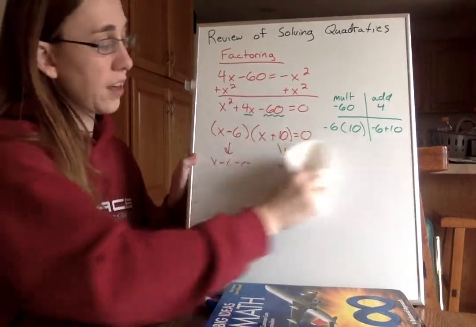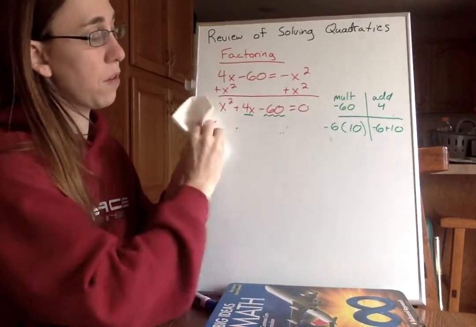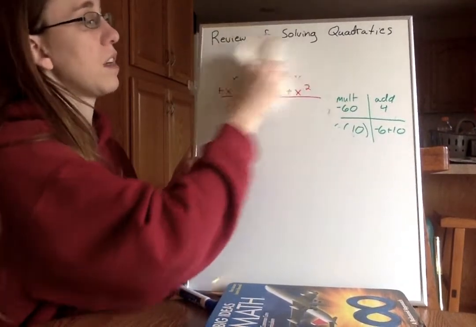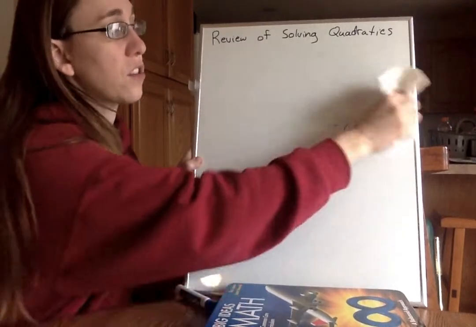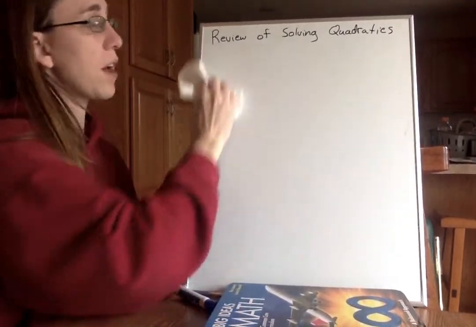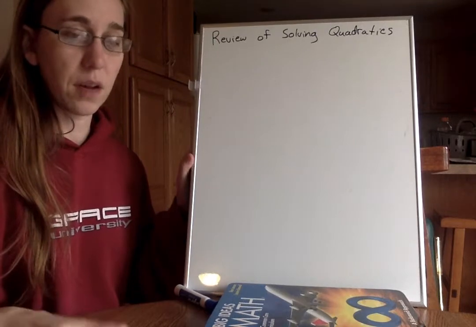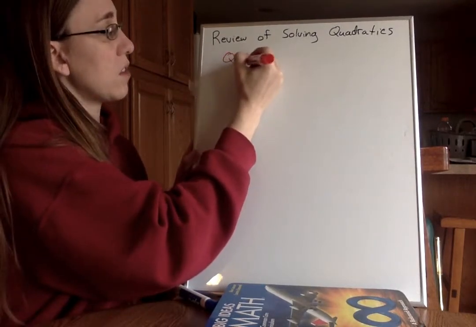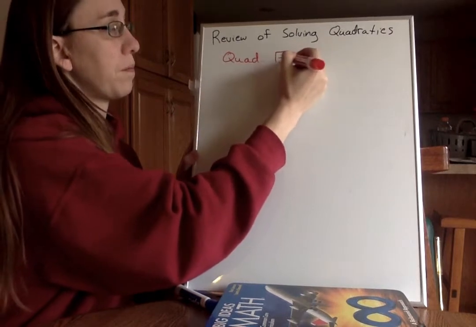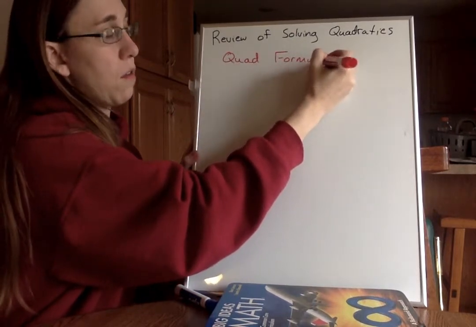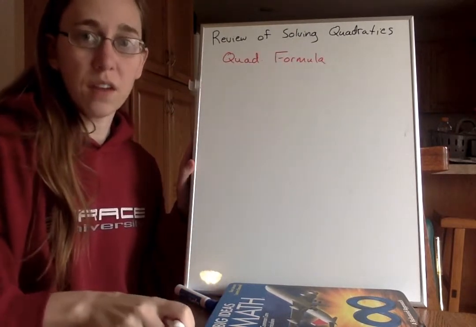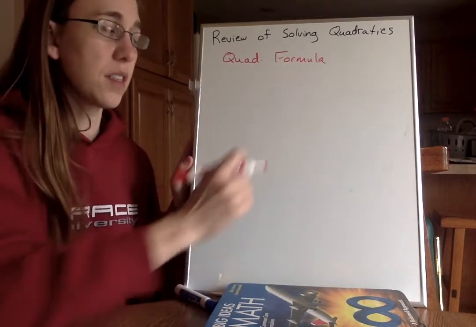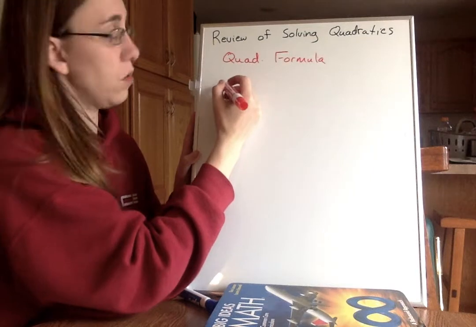But if your x squared term has no number in front of it, I would try factoring first because it often works a little faster, especially if your brain works that way. Some people get very, very good at factoring. Now, our next case is the quadratic formula. Remember that x equals negative b plus or minus the square root of b squared minus 4ac all over 2a.